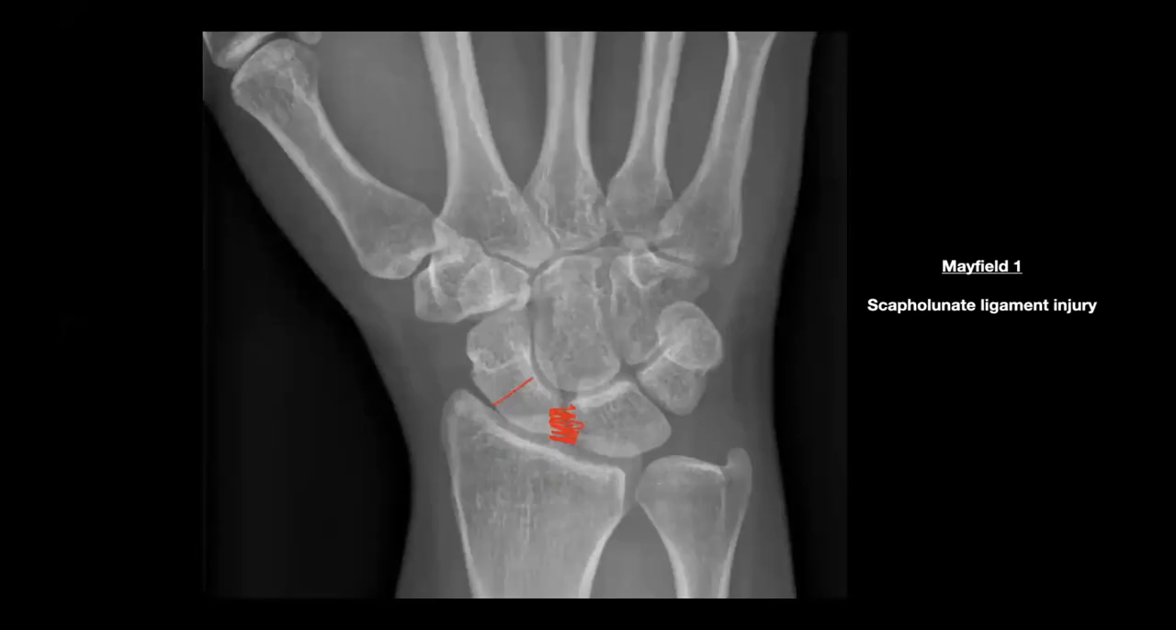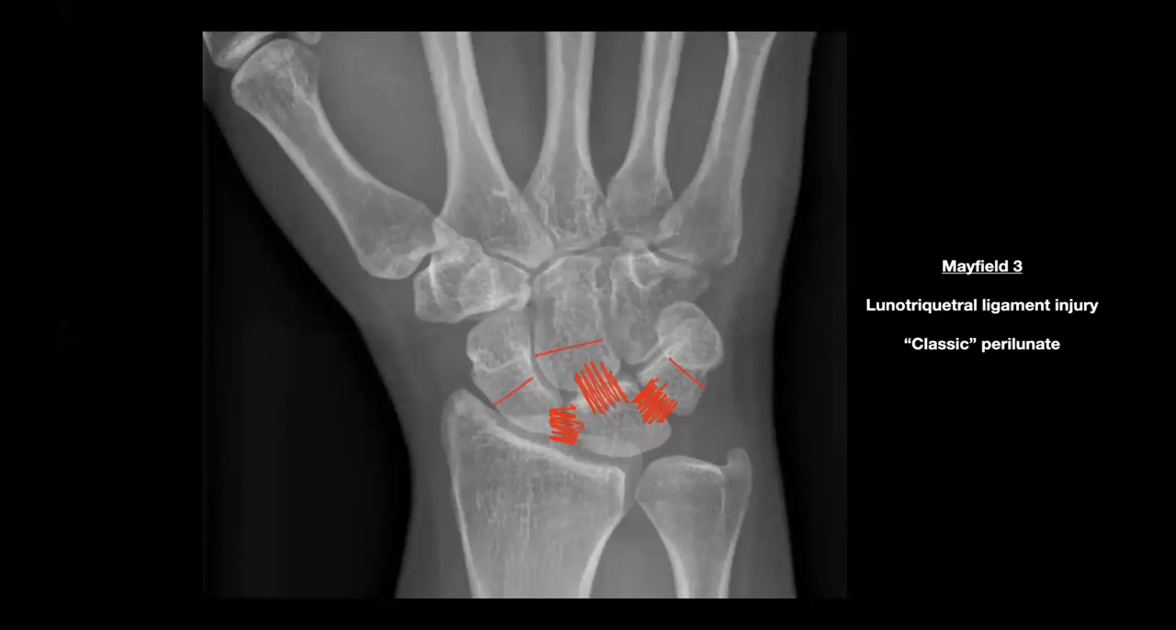We'll go through Mayfield in a little bit more detail. So Mayfield 1 is a scapholunate ligament injury. Mayfield 2 is that in combination with a mid-carpal ligament injury. And Mayfield 3 is this in combination with a lunotriquetral ligament injury. So this is the classic perilunate injury.